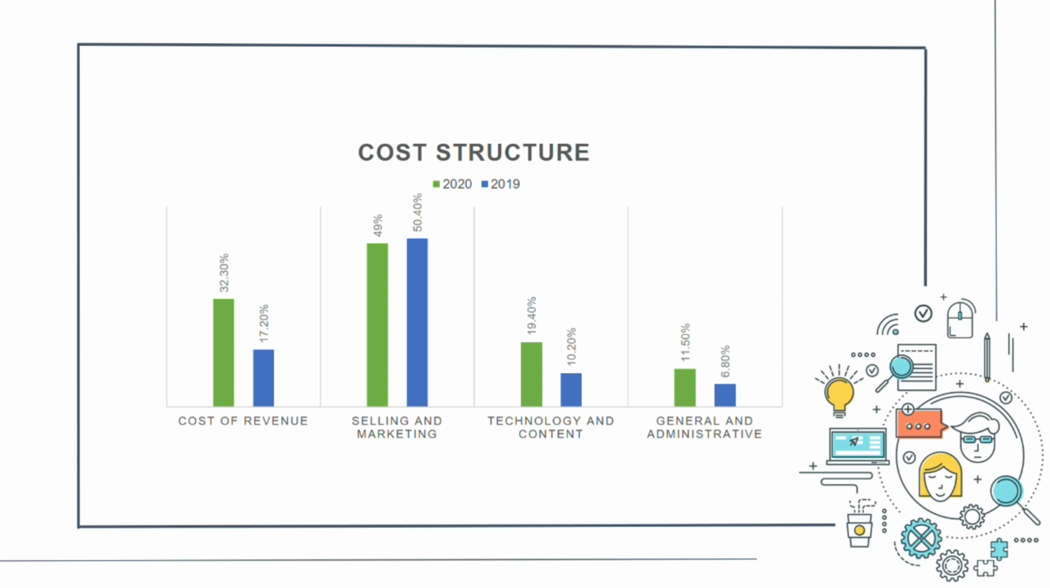For the selling and marketing, it shows that in 2019, 50.40% compared to 2020, which is 49%. The selling and marketing expenses decreased by 3.5 billion during 2020 compared to 2019. The decrease in indirect costs was driven by a significant reduction in marketing spend starting in March 2020 and continuing the whole year as the impact on travel from COVID-19.